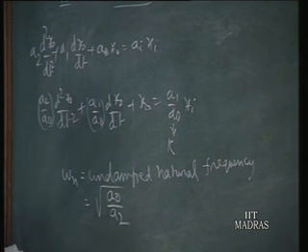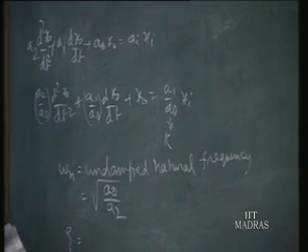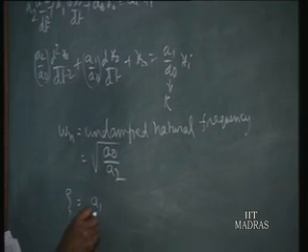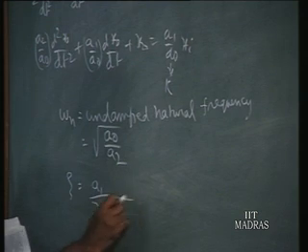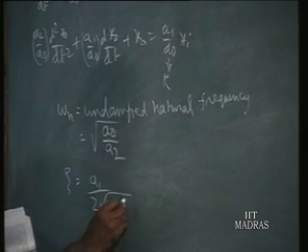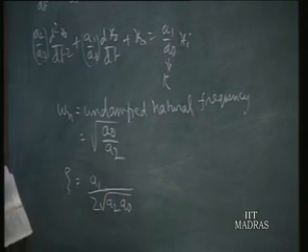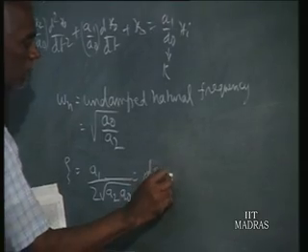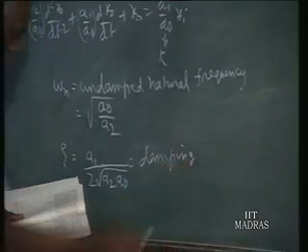And the next one is damping ratio, represented by psi, that is A1 divided by twice root of A2 into A0. It is a non-dimensional one. It is the damping ratio.